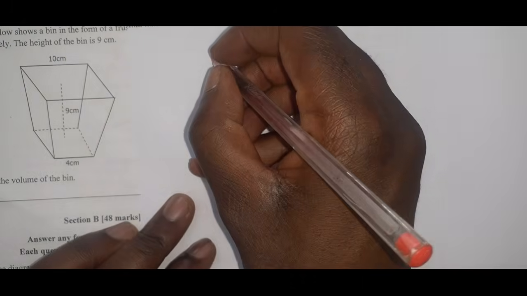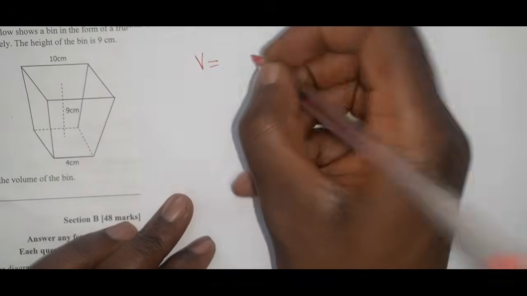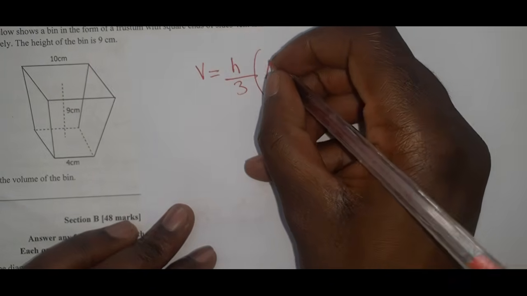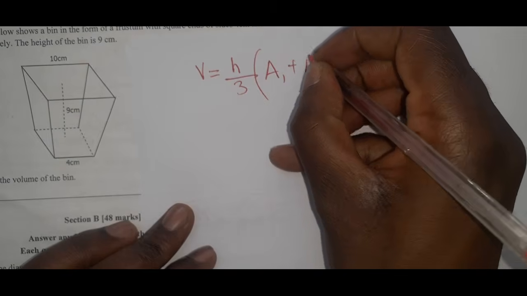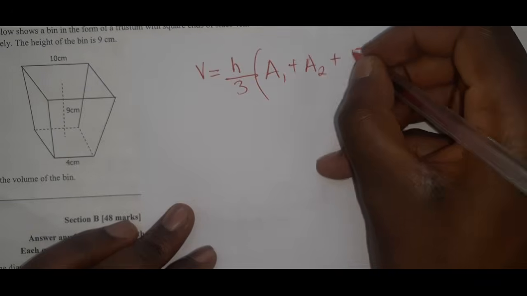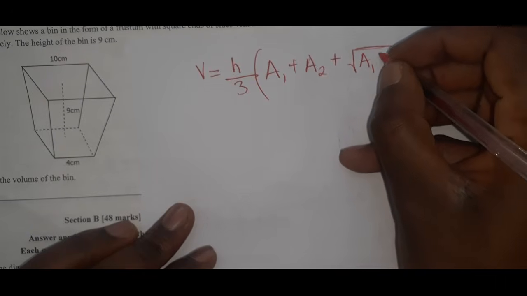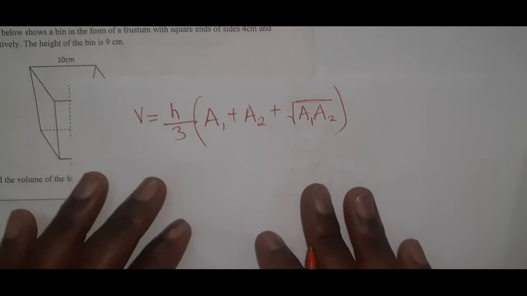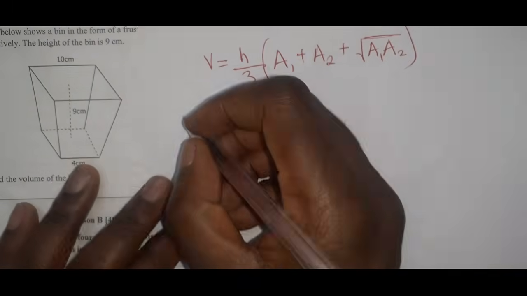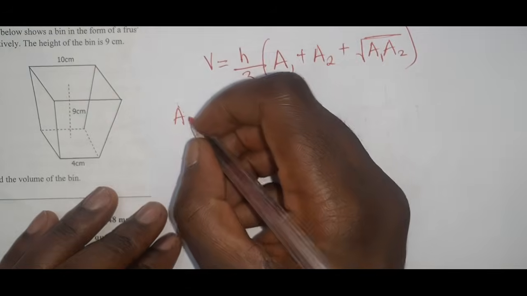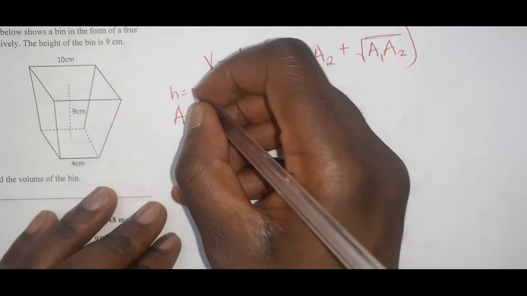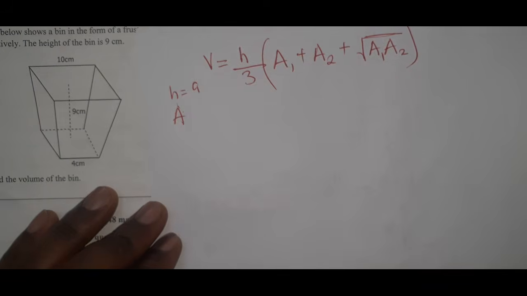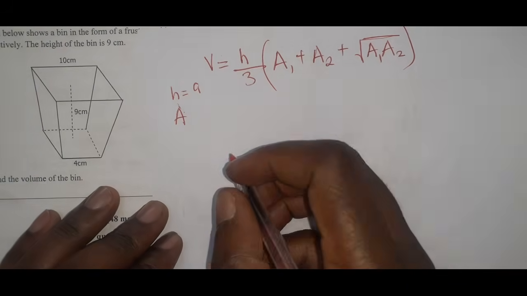Then the formula that we're going to use here is, the volume of a frustum is h over 3 times area 1 plus area 2 plus the square root of area 1 times area 2. Okay, so what I'm going to do here, I'm going to find the values. Of course we know our height is what? Our height is given as 9 here.